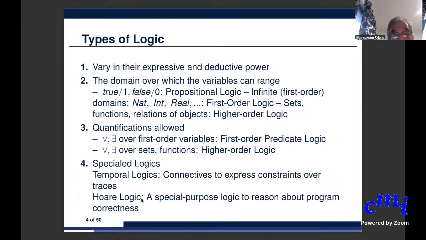So this is just a quick overview. In this course, we will primarily be dealing with propositional logic, first order predicate logic, and later on these two kinds of logic, temporal logic and Hoare logic. In the logic recap, I will be covering propositional logic as well as first order logic, and then getting to temporal and Hoare logic later in the course. Any questions so far?